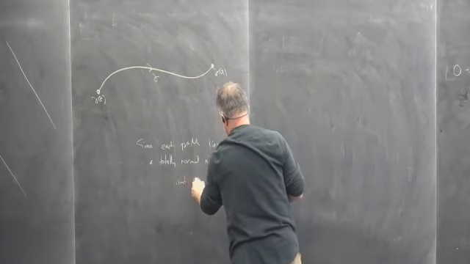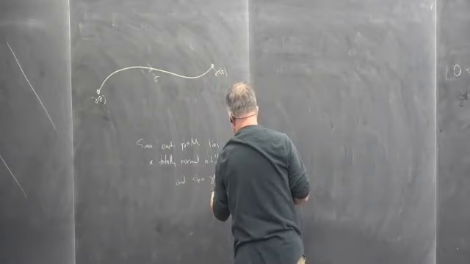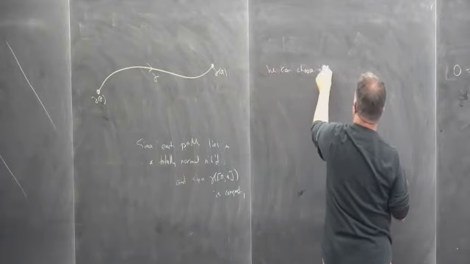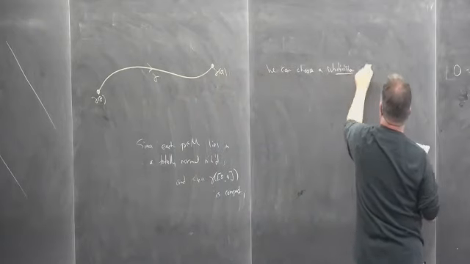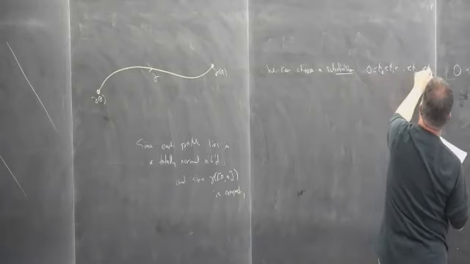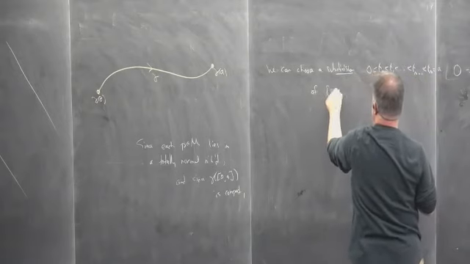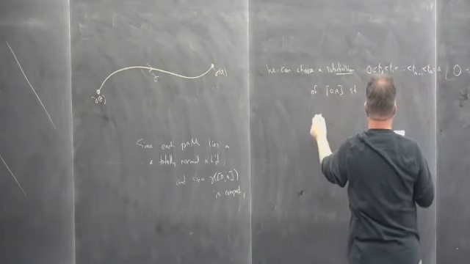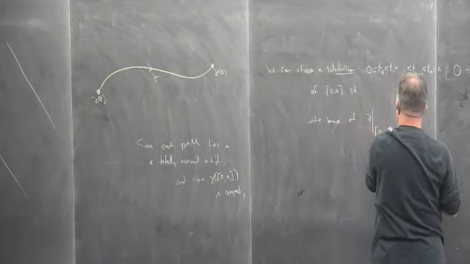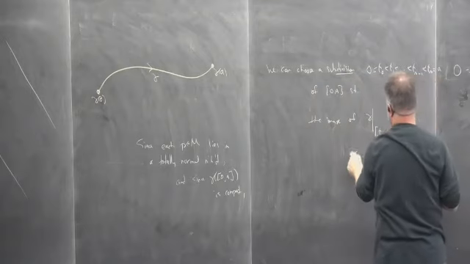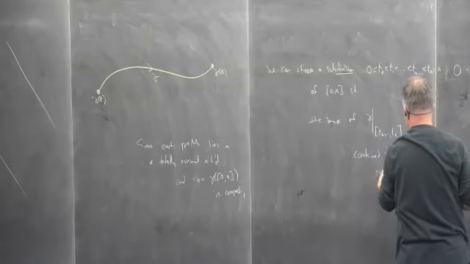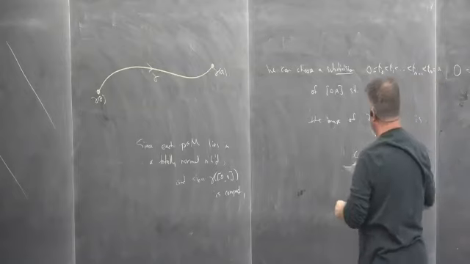And since the image gamma of 0A is compact, we can choose a subdivision 0 equals T naught less than T1 less than Tn minus 1 less than Tn equals A of 0A, such that the image of gamma restricted to Tk minus 1 up to Tk is contained in a totally normal neighborhood, for k equals 1 to n.